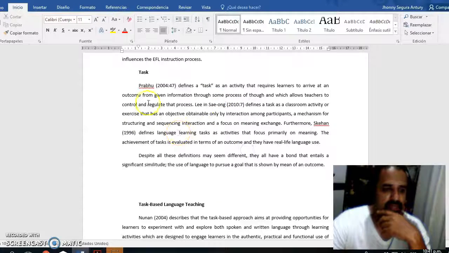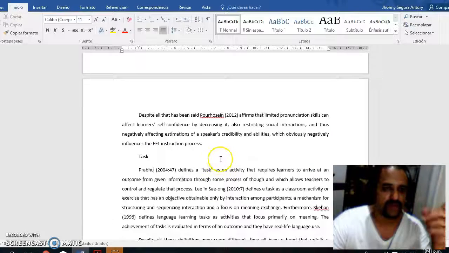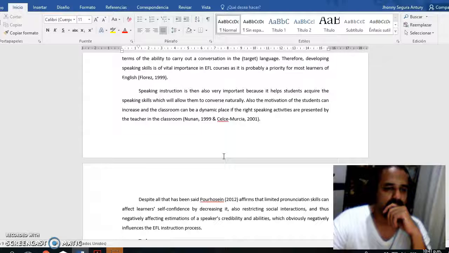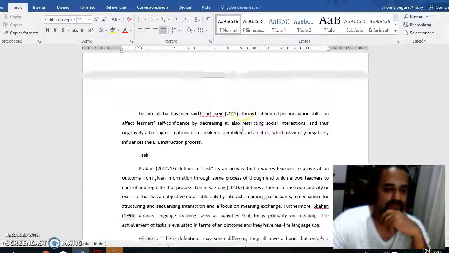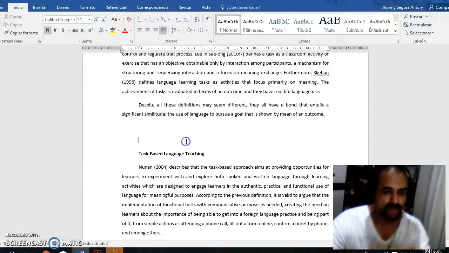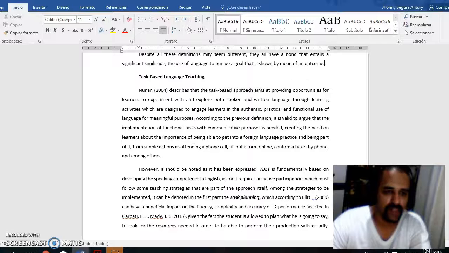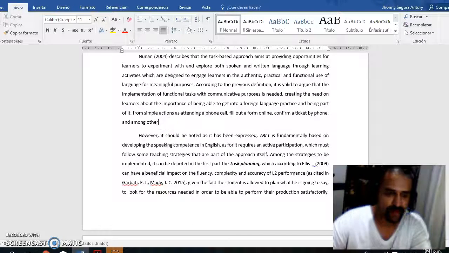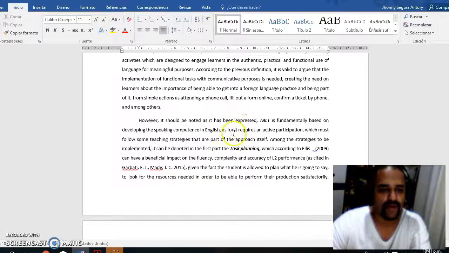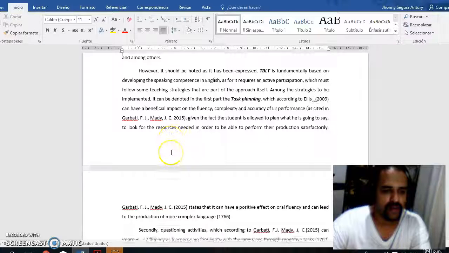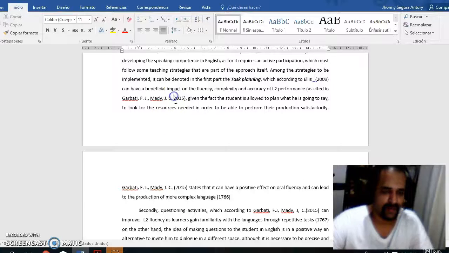APA is okay here. I think in general you've been using APA consistently, but there are some issues that you need to improve. This is okay, no problem. The way you define task-based language teaching, perfect. Noonan is the author that we use for it. I'm not sure about this. Before continuing, let me see. Yes, no problem. Okay, very good.